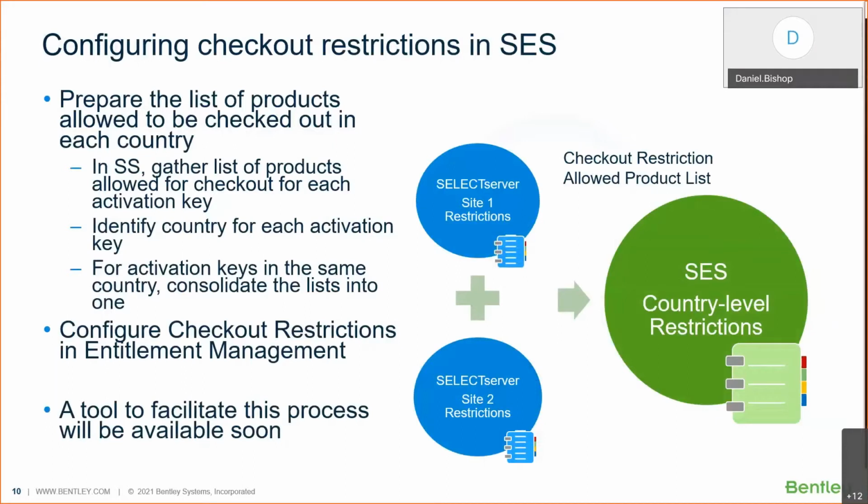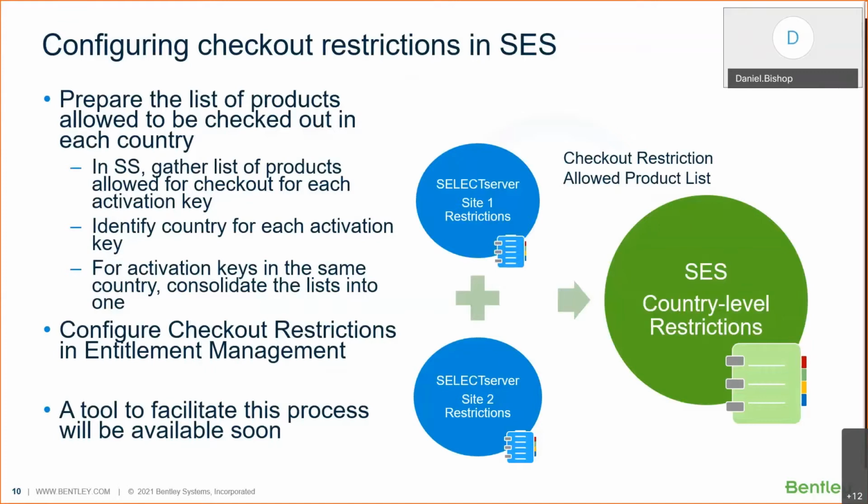Within Select Server, you had the capability to configure checkout restrictions for each individual site, and because each site had its own key, you could very finely control those things. Within SES, the checkout restrictions are at the country level, and since the keys map up to that country level, the checkout restrictions at the entitlement country level are what is going to apply to the activation keys.